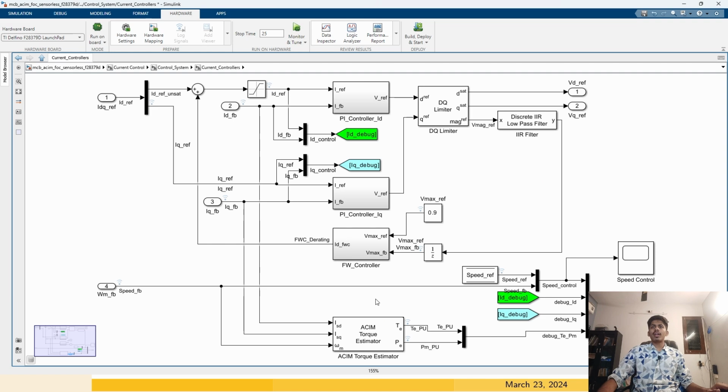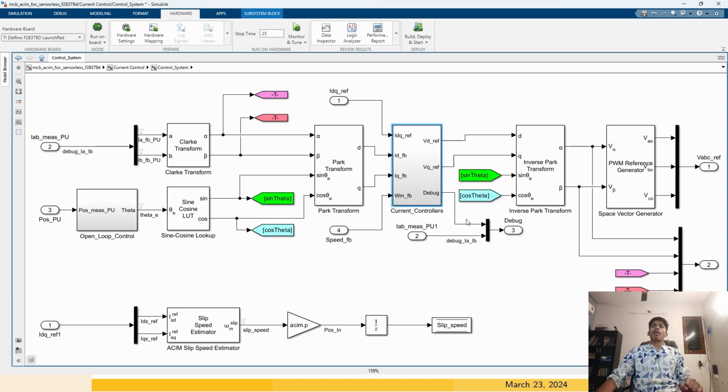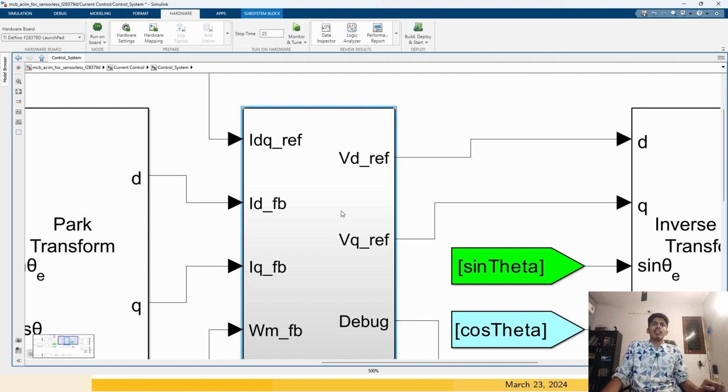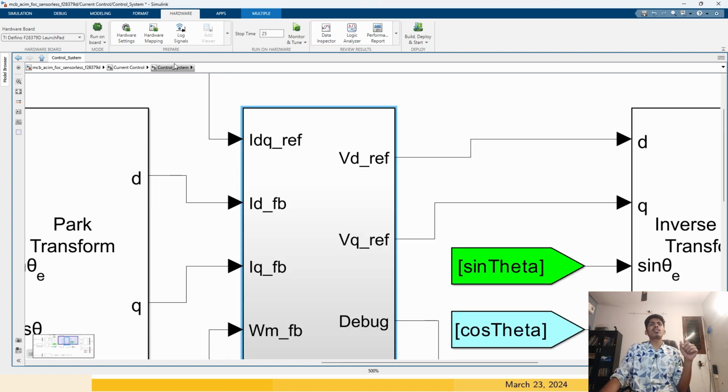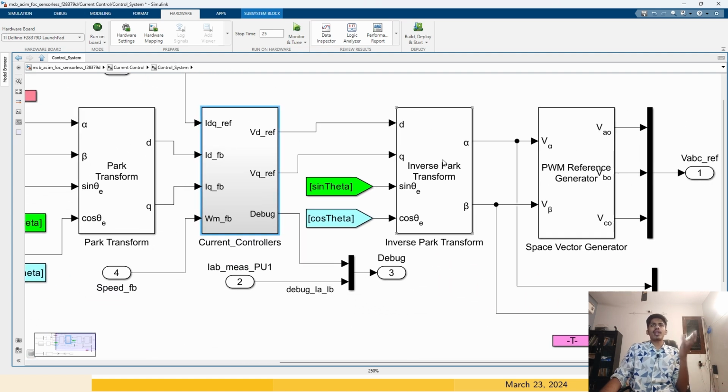So this is just for debugging purposes. We are not using it in the core FOC algorithm. Okay, we got the VD ref and the VQ ref by multiplying the current error with the gains, and then after DQ limiting we got the VD ref and VQ ref. So those refs we are transforming into the alpha beta frame.